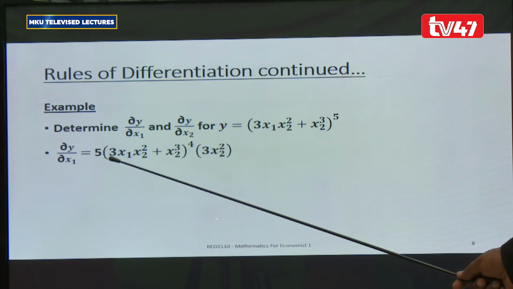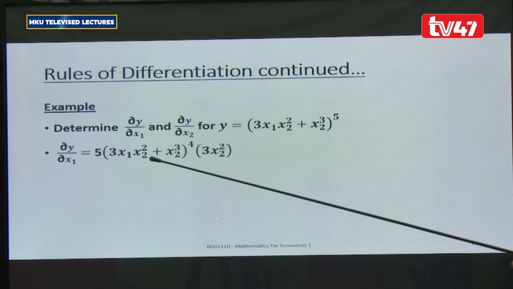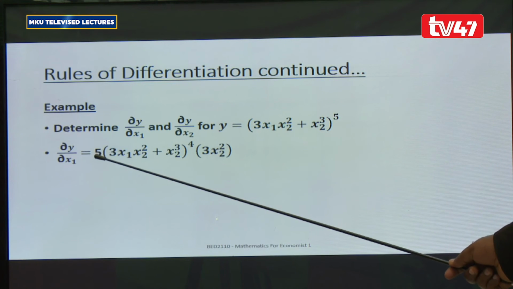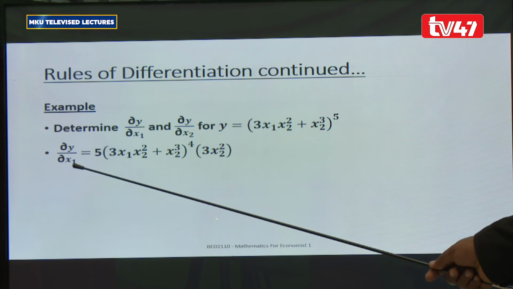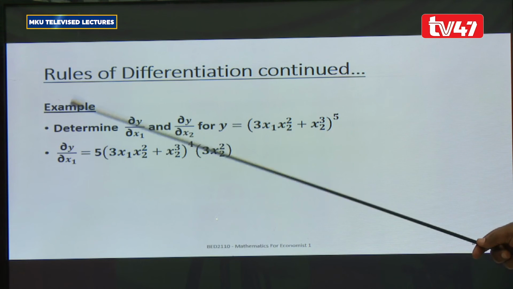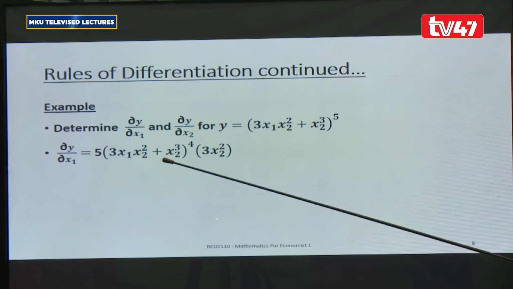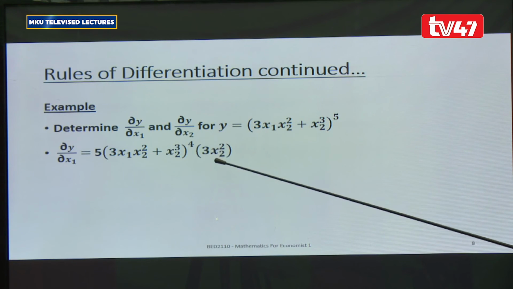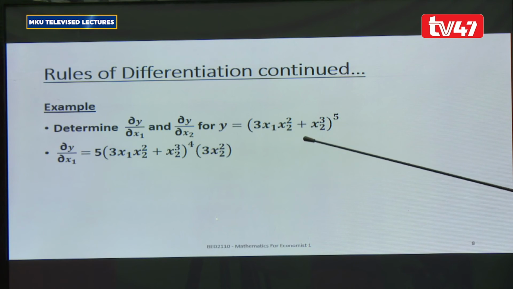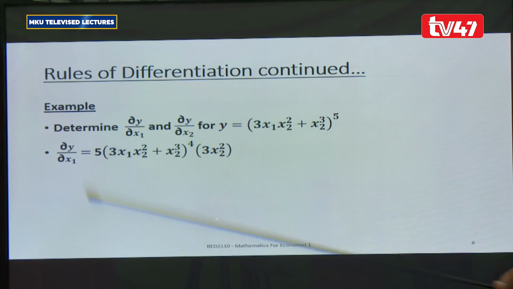We shall get the outer function with respect to u. If this was our u here, it would be the partial derivative of y with respect to x1, giving us 5u raised to power 4, because dy/du would be 5u raised to power 4 if we differentiate the outer function. Then the inner function with respect to x1 is this inner function in here. With respect to x1, it will be 3x2 raised to x2 squared.